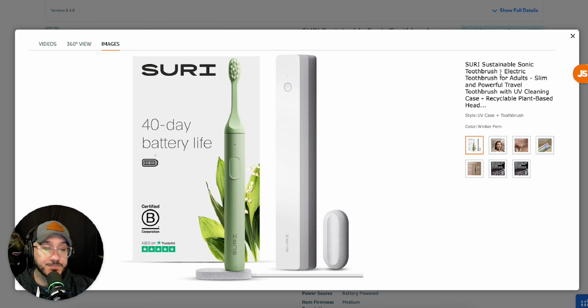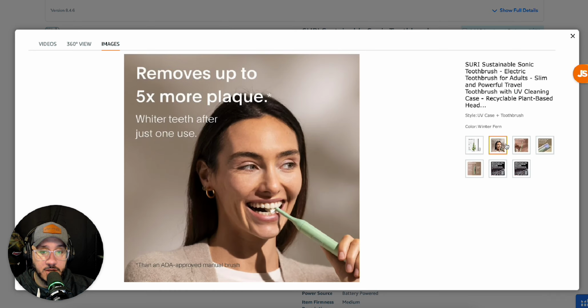Electric toothbrush. Wasn't clear on the image, even though there is a toothbrush here. UV cleaning case. Not clear on the image. And then what is this? Is this a charger? Or what is this? I'm confused. Let's keep going. Removes up to 5 times more plaque, whiter teeth after just one use. Why does it look like she's biting on it? I don't think that's how you brush your teeth. Maybe I'm wrong. I don't know.